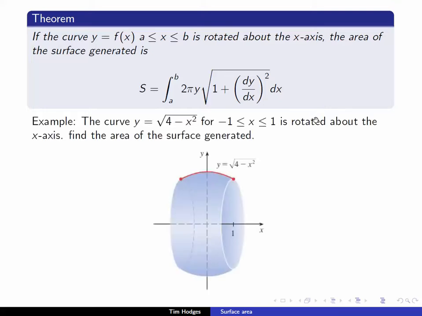Suppose we take a little piece of the circle y equals root 4 minus x squared, for x between minus 1 and 1, and we rotate it around the x-axis. Then we get a shape like this. It's like a piece of a sphere where we've cut off the two ends. So the surface area of this should be given by this formula here. So let's do this calculation and see what we get.